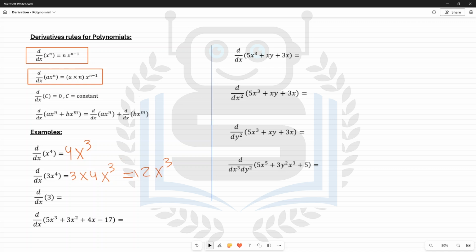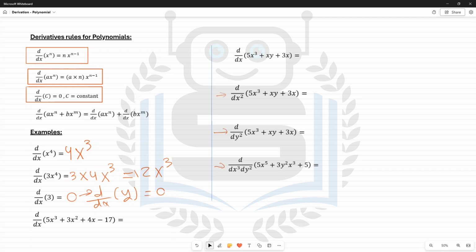Next one, the derivative of a constant. So d/dx of c, well, c is a constant, that will be 0. Okay? So always the derivative of a constant is 0. So d/dx of 3, that will be 0. Also, we can say d/dx of a different variable, y, is also equal to 0. And we will use this in the second derivative here.